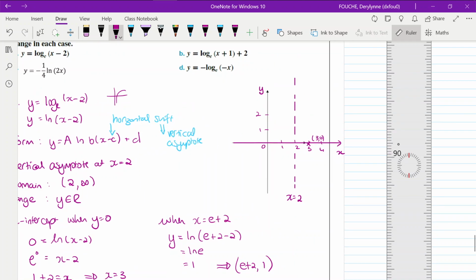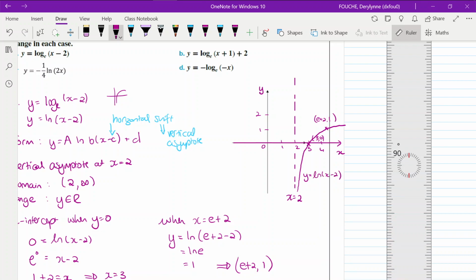Okay. And I know around about 4.7, so that will be somewhere there and 1. Okay, and that gives me my e plus 2 and 1. And now I've actually got another point to give me my shape. Okay, so I've got my asymptote there. I'm going to go through that point, and that's my graph. Okay, so y equals ln of x take 2.